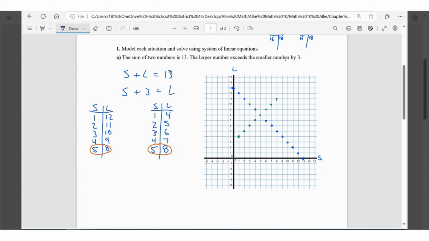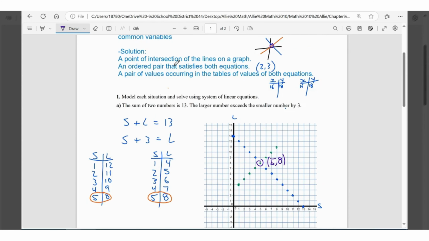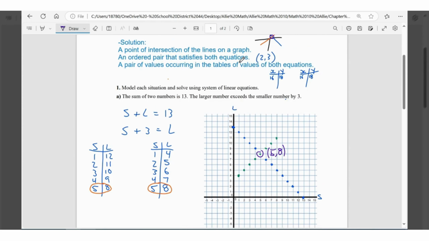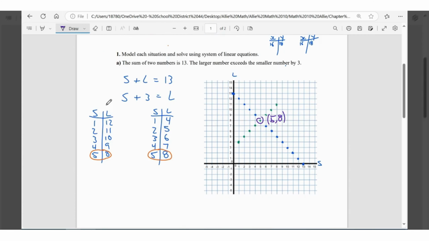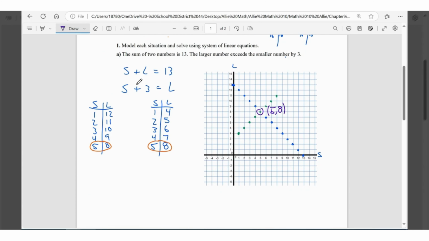And that's the point at which they cross, at (5, 8), which, as I said up here, is an ordered pair that satisfies both equations, and we can check that it satisfies both equations. And we've also shown a point of intersection on the lines. You don't usually need to solve it in 3 ways, but here's 3 ways that you could do it. Here's how you can go from the equation.